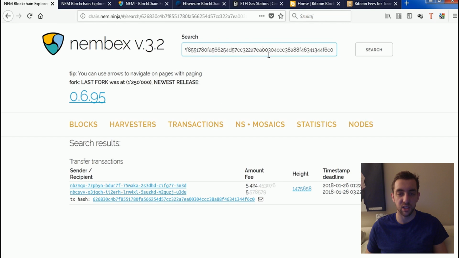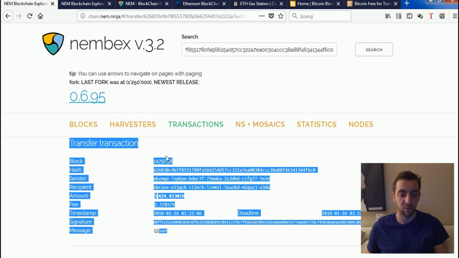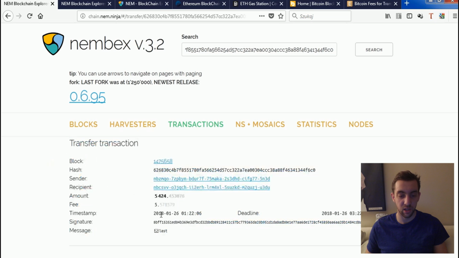So now I search for this transaction. Here is our transaction hash. I want to have more details about it. I'm clicking on it, and here it is. It even has some kind of message called last. And this is the amount of XEM sent. The fee is 5. It's a lot.